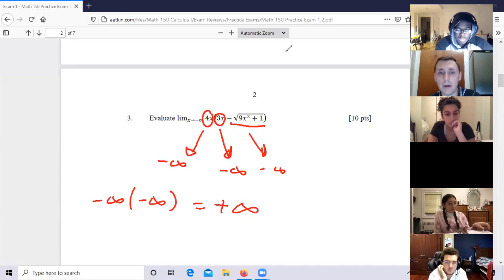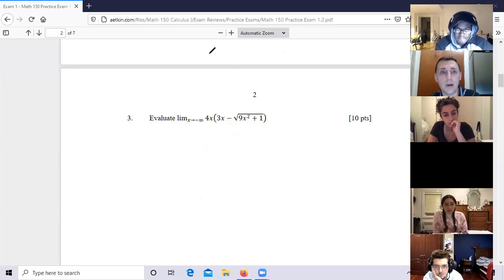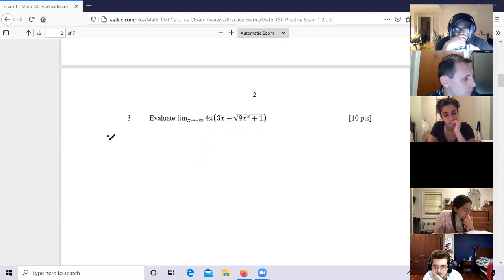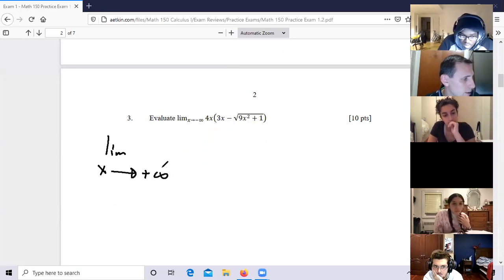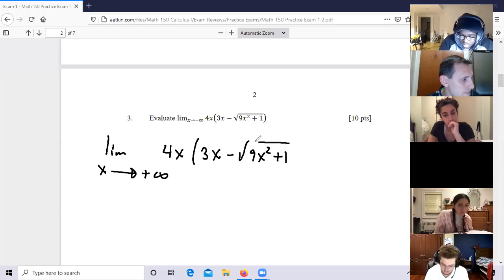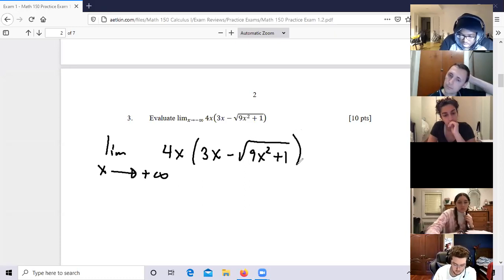Actually, let's see what happens now. Let's change this question. What do you say? The same question, but now x going to infinity. You understand what I'm doing? I'm changing the question, guys. Are you ready? In this question I said minus infinity. That's a boring question. What about this one? Limit as x goes to plus infinity of 3x minus the square root of 9x squared plus 1. What is that equal to? You can solve it, of course, in many ways, but let's see which way you would pick.